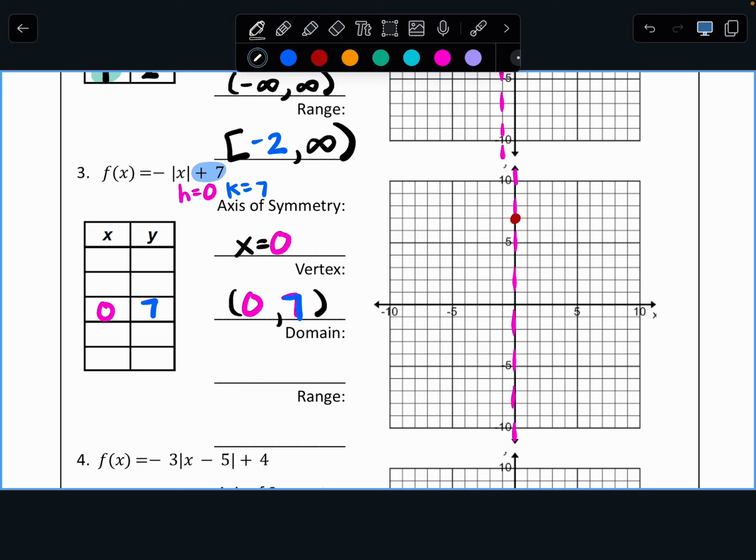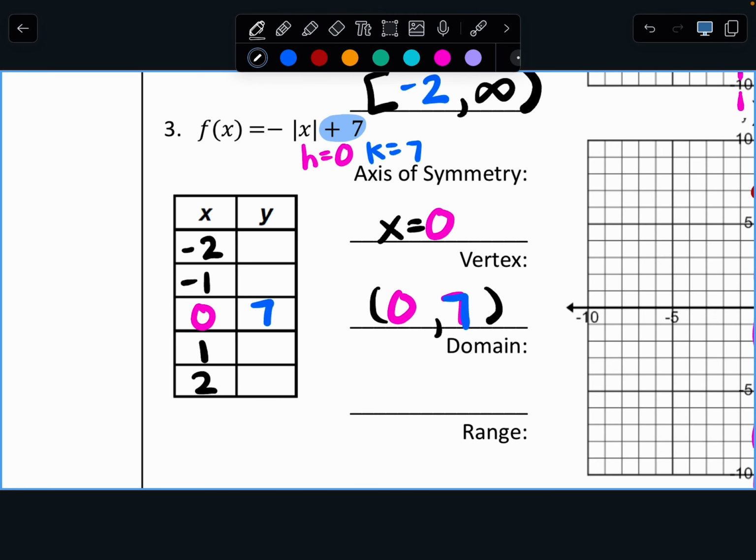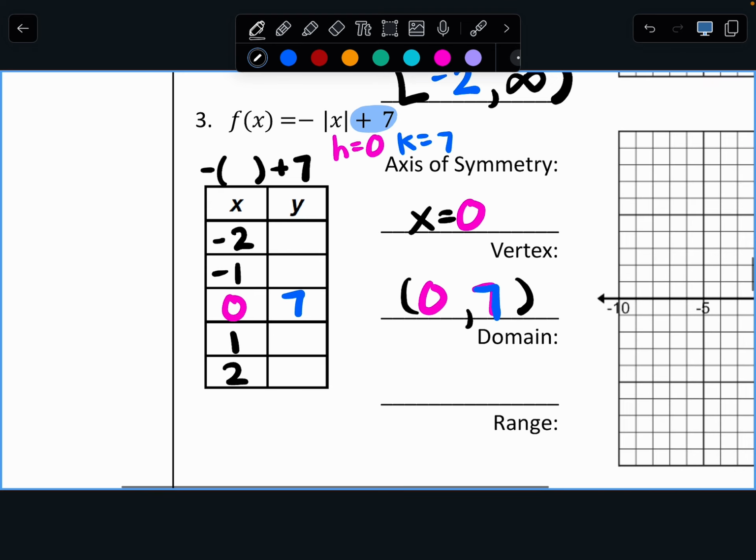Two x's to the left and two x's to the right would be -1, -2, and 1, 2. I'm going to rewrite my function with parentheses instead of the absolute value and evaluate this absolute value off to the side. So the absolute value of -2 is +2. So I'm going to put +2 here. Plug that into the calculator or do it in your head. -2 plus 7 is 5.